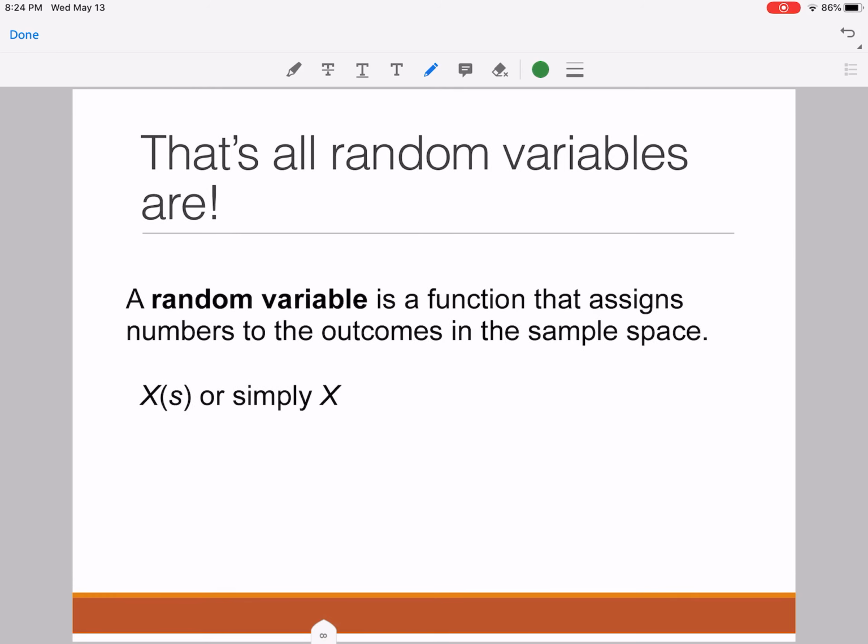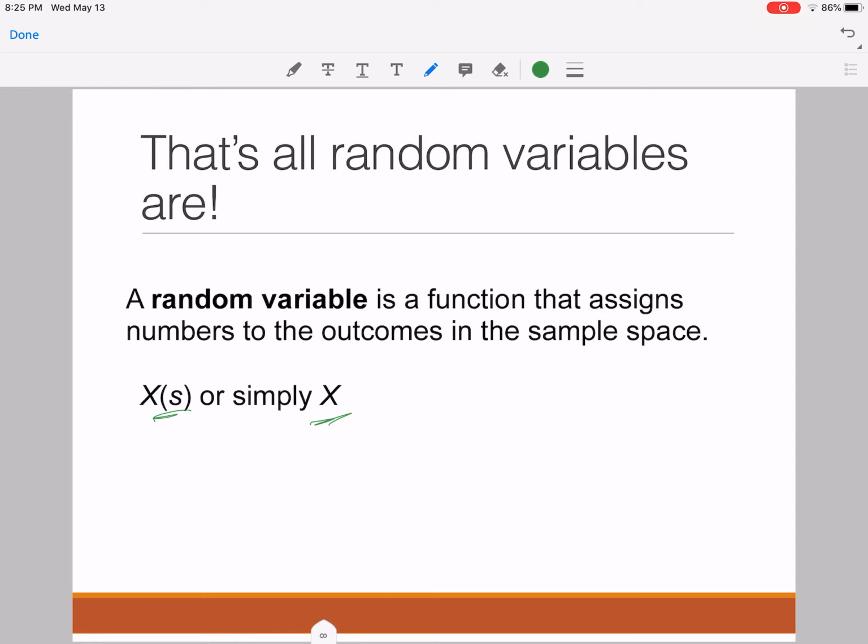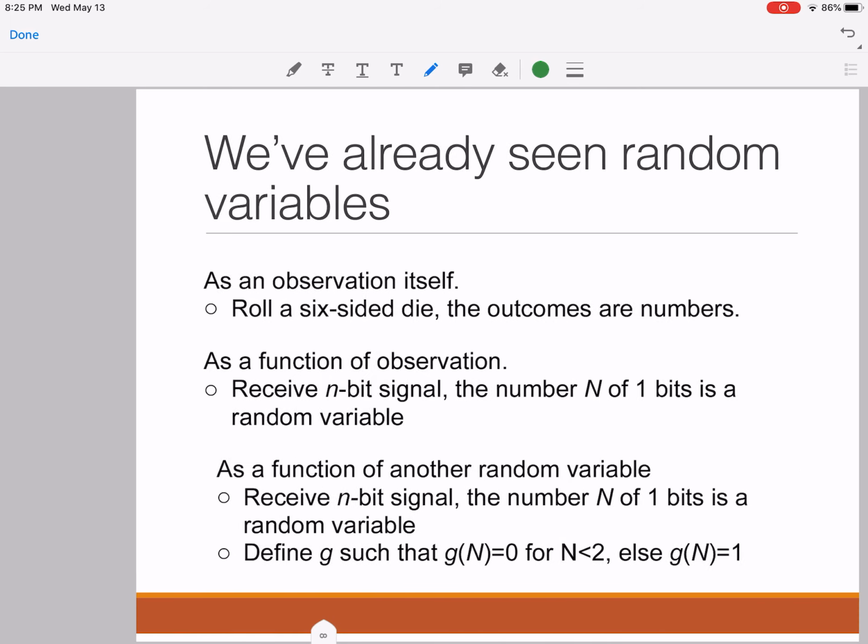So formally, let me introduce you to the definition of a random variable. A random variable is a function that assigns numbers to the outcomes of the sample space. Usually it's represented by simply X, but if you are more mathematically savvy, then you would use X of s, where s is an outcome of the sample space, because X is a function. So when this function X takes in a value, let's say s, then the value of X is equal to 0. But we'll refer to random variables simply using X.